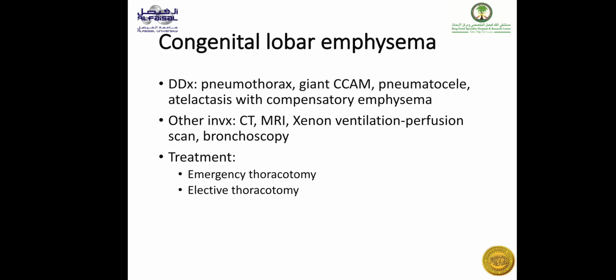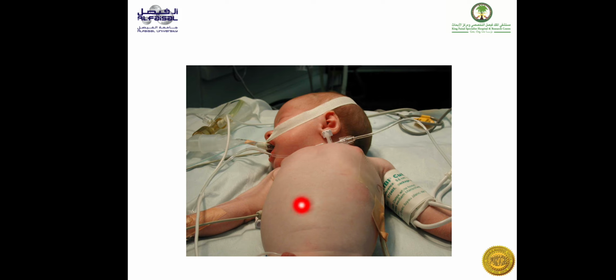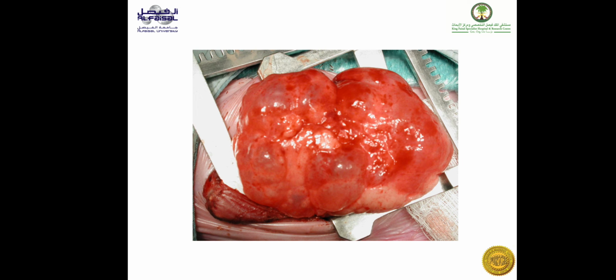Then we ended up, this is the baby. Can you notice that the left hemithorax is bigger than the right side? Because babies have really soft bones. You can see it. And this is after we opened it. You see that? This is only a lobe of the lung, but the rest of the lung was really collapsed.